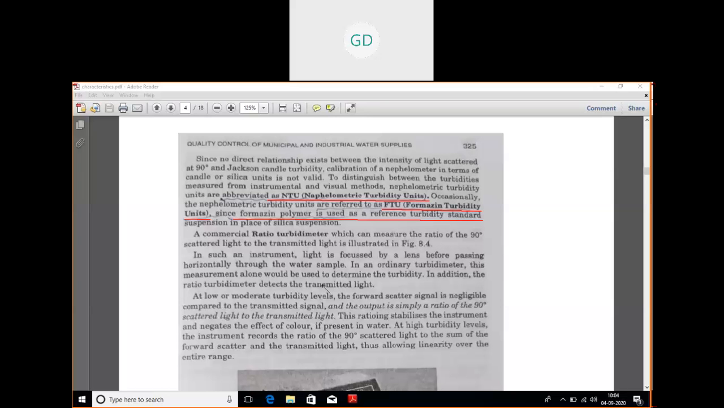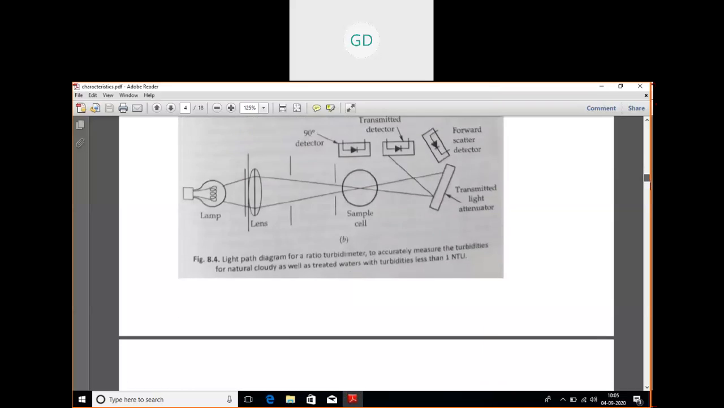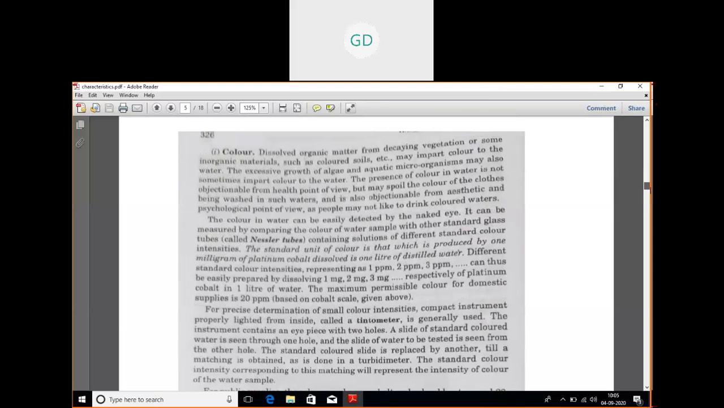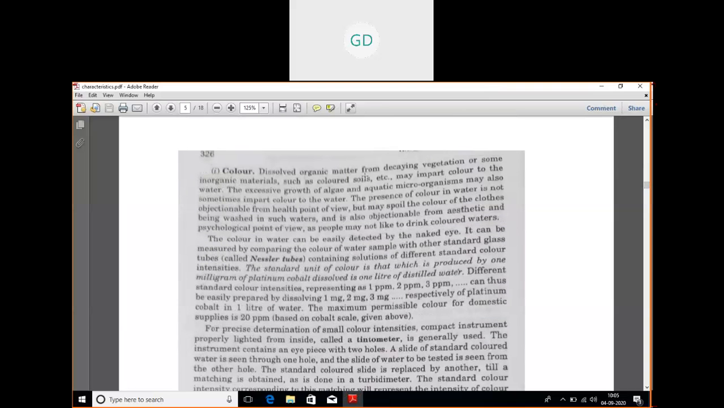Just remember the names: nephelometric turbidity unit and formazine turbidity unit. Okay, so the meeting will end now. After turbidity, the next one is color.